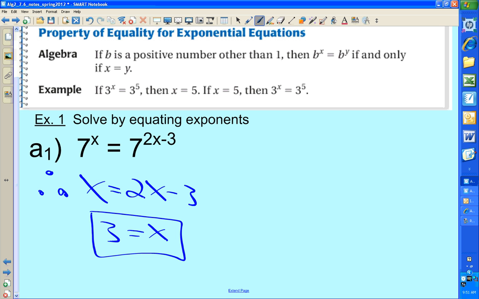Does everyone follow that example? If the bases are the same, we have a 7 and a 7. If the bases are the same, then the logical conclusion has to be that your powers have to be the same. If they're not the same base, that doesn't apply.